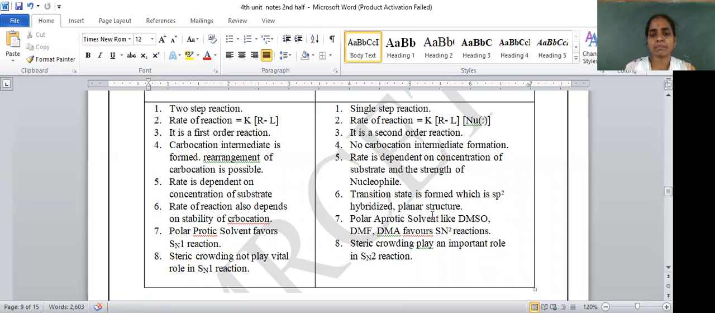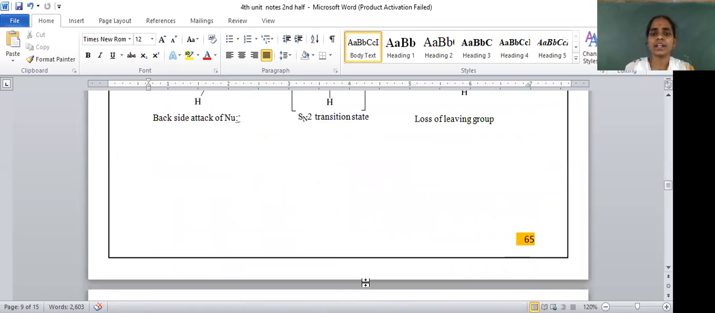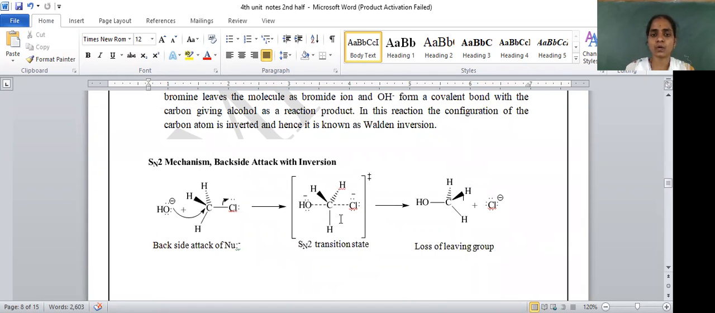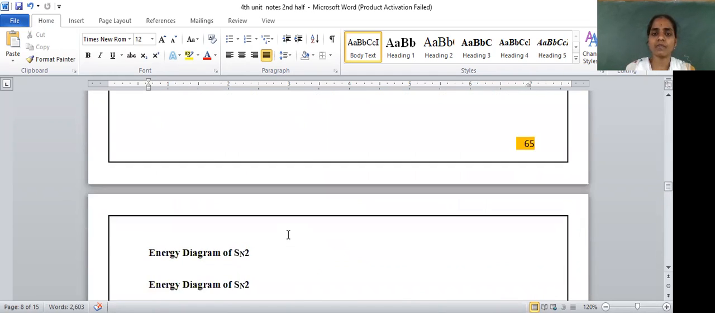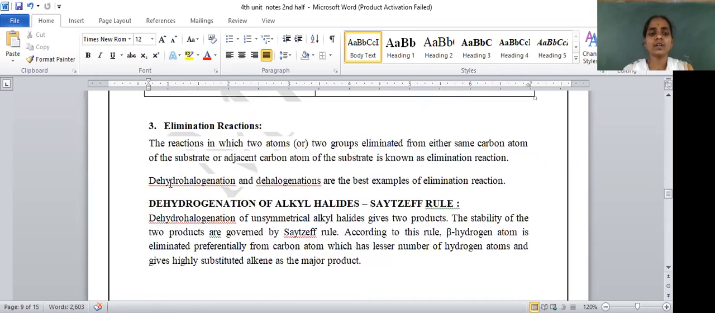pentavalent transition state. The carbocation is a planar structure, and here a pentavalent transition state is forming. Protic solvents favor the SN1 reaction, while aprotic solvents favor the SN2 reaction. Steric crowding does not play any role in the SN1 reaction, whereas here steric crowding is very important, which is steric hindrance. So that is the sum of the differences between SN1 and SN2.